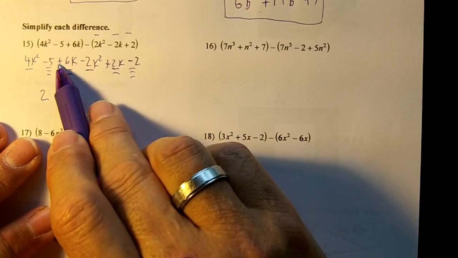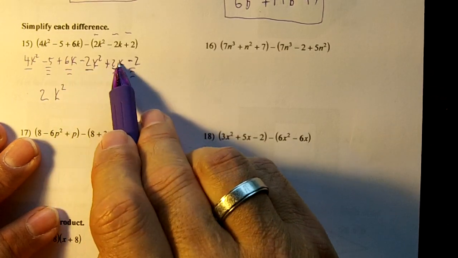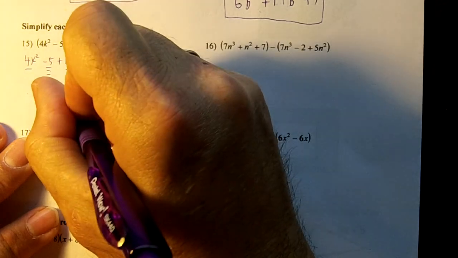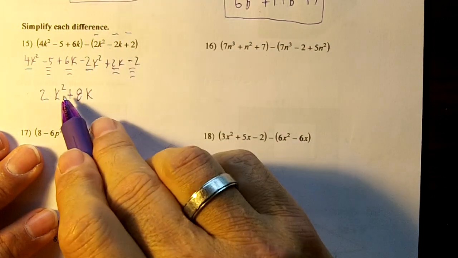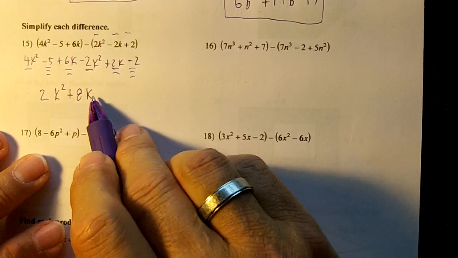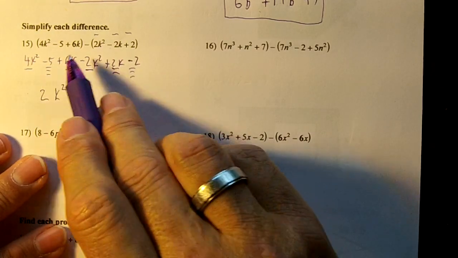My double underlines are 6 and 2, aren't they? 6 is larger, so the sign's going to be positive. 6 plus 2 is 8, so my sign's positive. My number's 8, my letter's k. I don't have an exponent. Sign, number, letter.